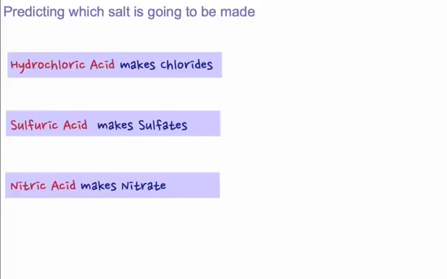Now the last thing I want to go through is very important. It's about predicting which salt is going to be made when you react certain acids and alkali or metal together. You need to know that when you are using hydrochloric acid, you are going to make chlorides, so you will make something chloride depending on what you react with the hydrochloric acid. If you use sulfuric acid, it's going to make sulfates, and if you use nitric acid, it's going to make nitrates.